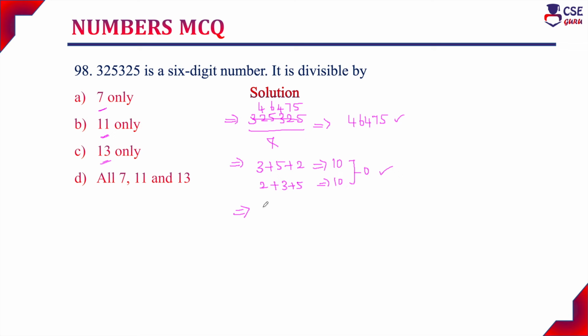And next we need to check divisibility by 13. So 325,325 divided by 13, you will get 25025. Yes, it is also divisible by 13. So the given number is divisible by all of them, that is 7, 11 and 13.